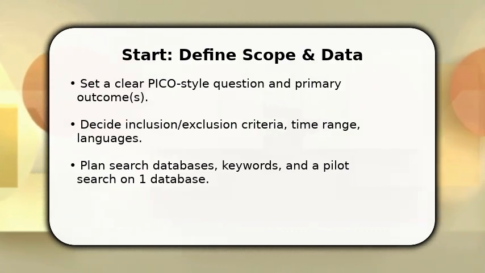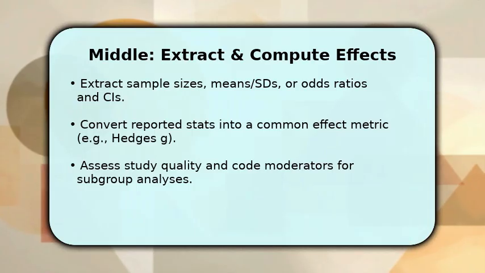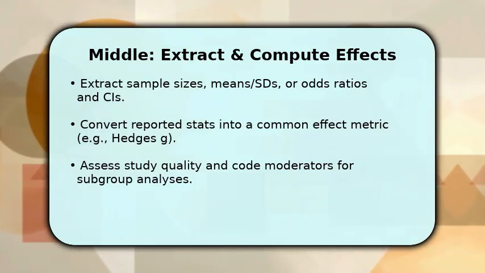You now extract numeric results and methodological variables in a consistent template. Convert reported stats into the same effect metric. For example, transform t, F, or raw means into Hedges' g, because pooling requires commensurate units.